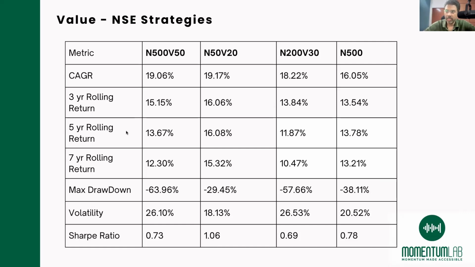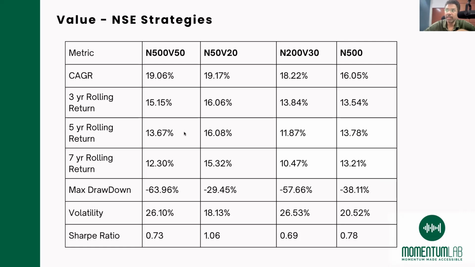If you take 5-year rolling return, then the NIFTY50 value 20 again outshines the other three. You see the 16.08% returns of NIFTY50 value 20 compared to 13.67 of NIFTY500 value 50, 11.87 of Nifty 200 value 30, and 13.78 of Nifty 500.